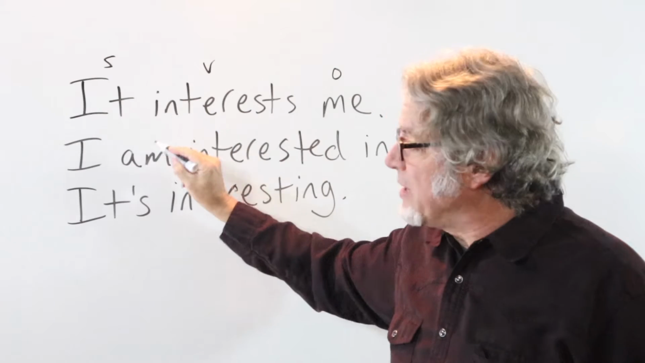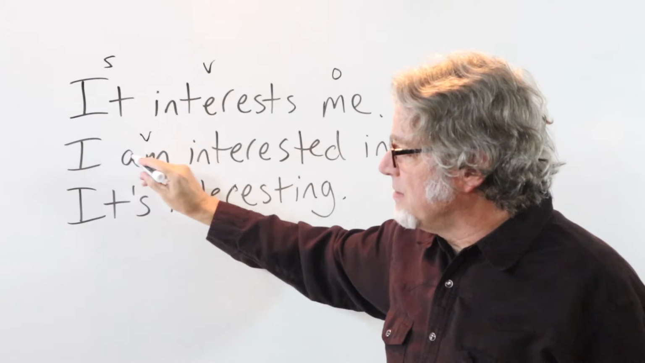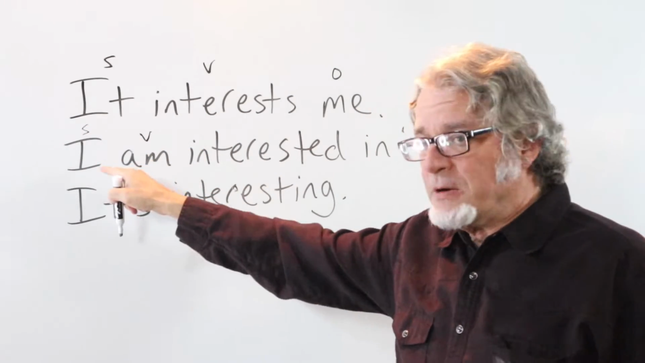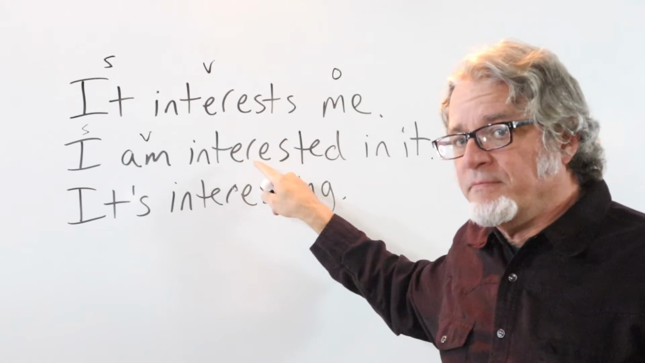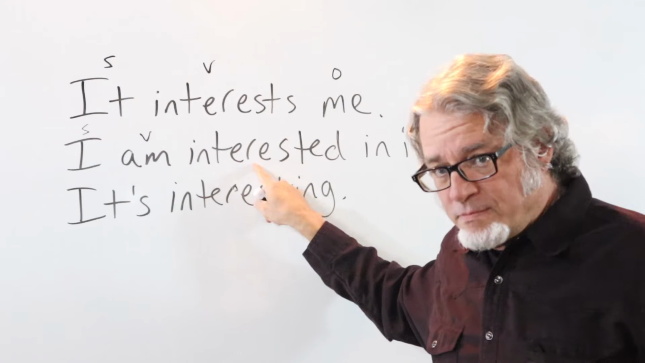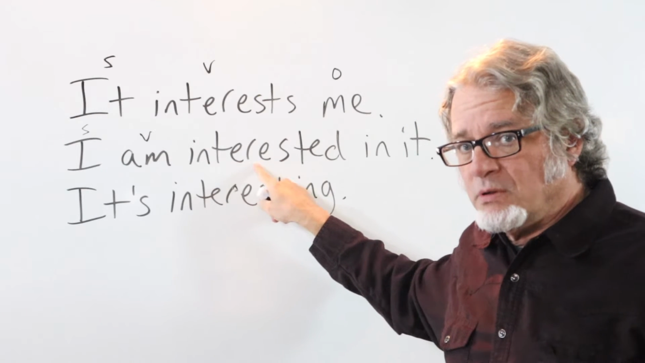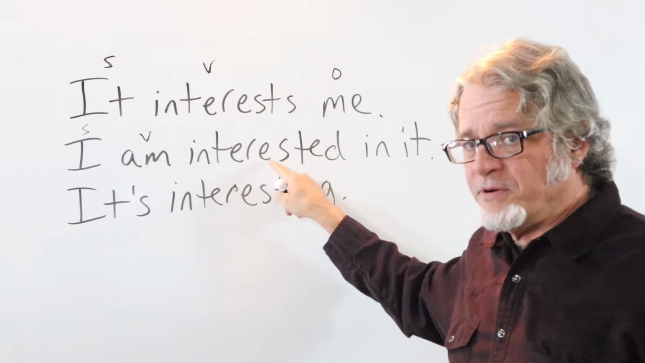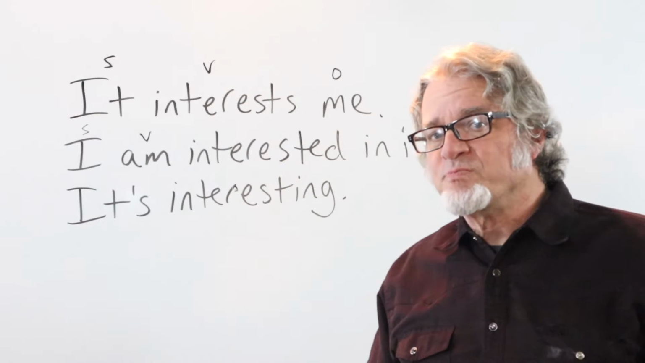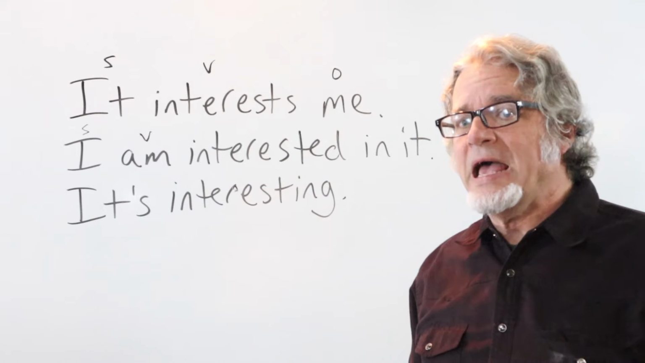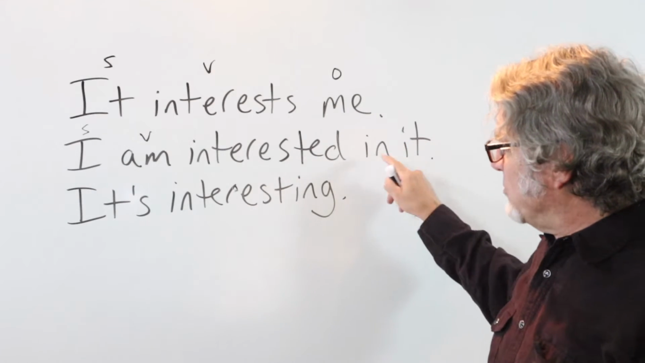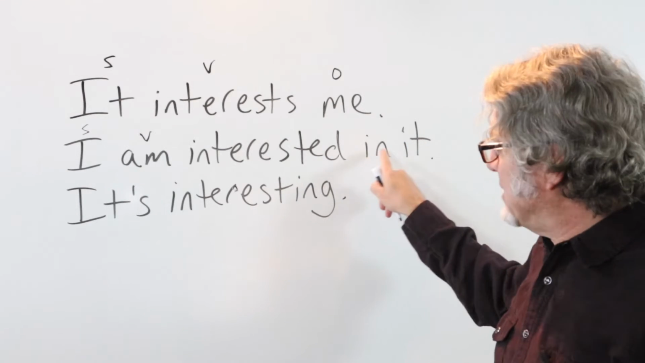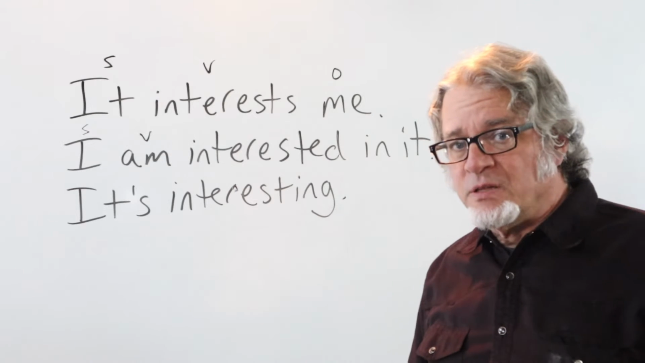In this sentence, I'm interested in it. This is in the present tense. This is the verb. Here's the subject. You can think of this as either a verb or the past participle, whichever you prefer. Remember that past participles can be used as adjectives. And then this is followed by the preposition and then the object of the preposition.